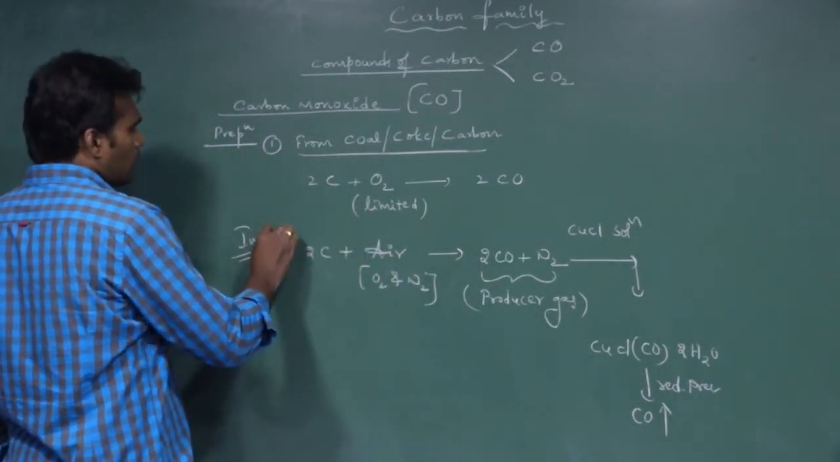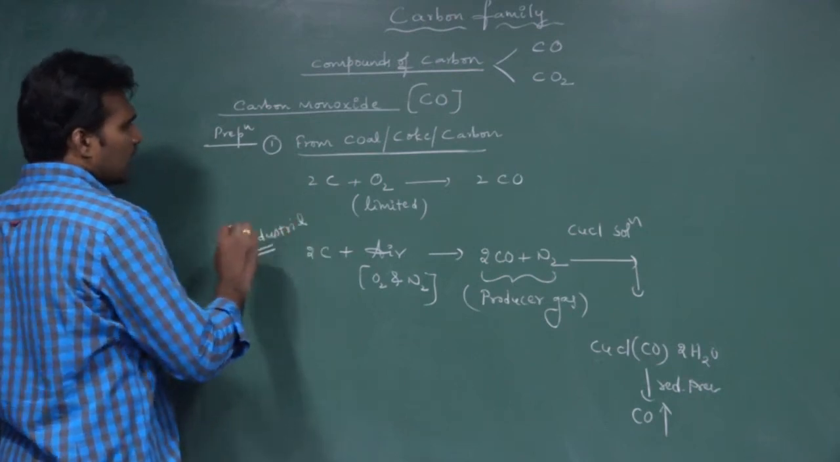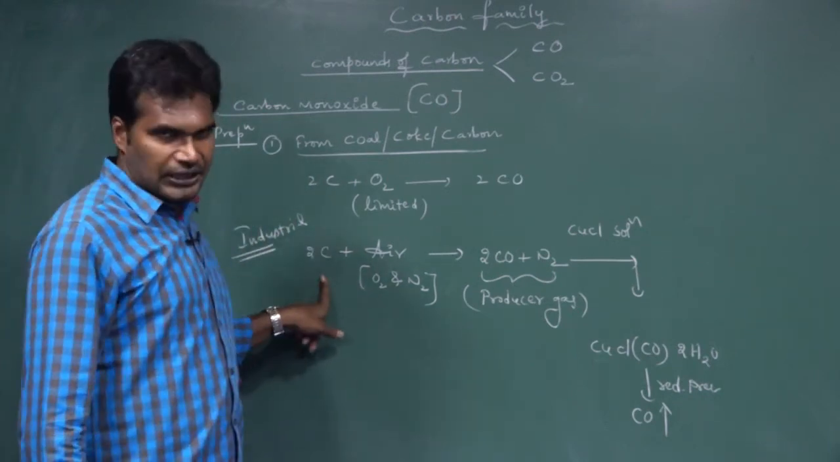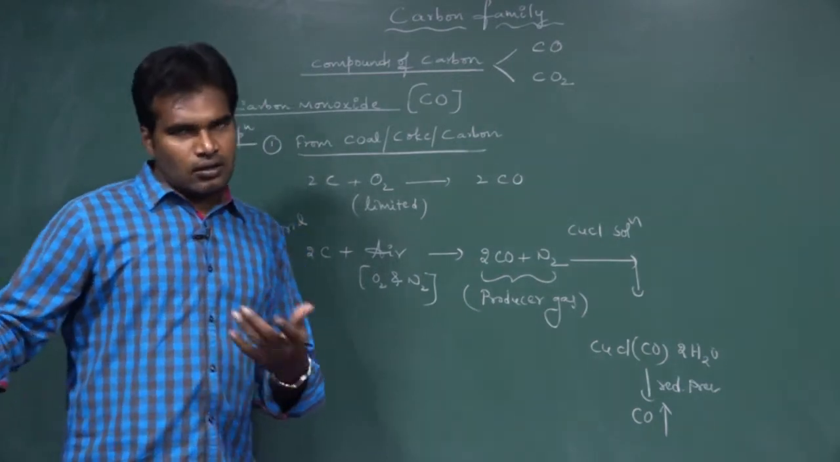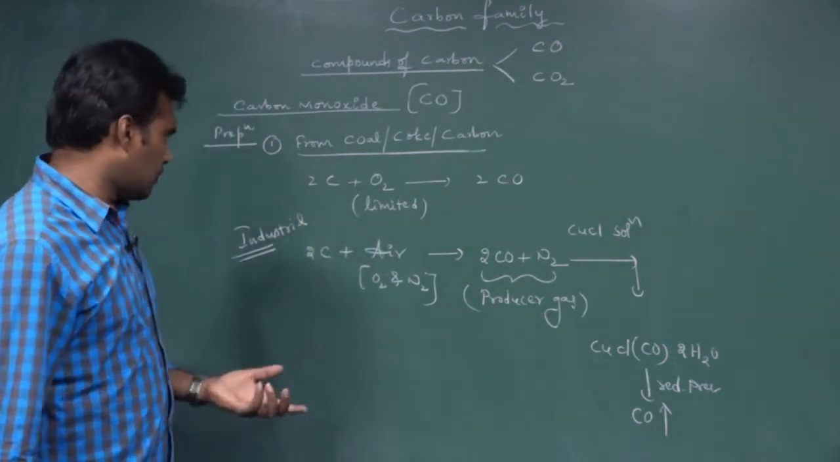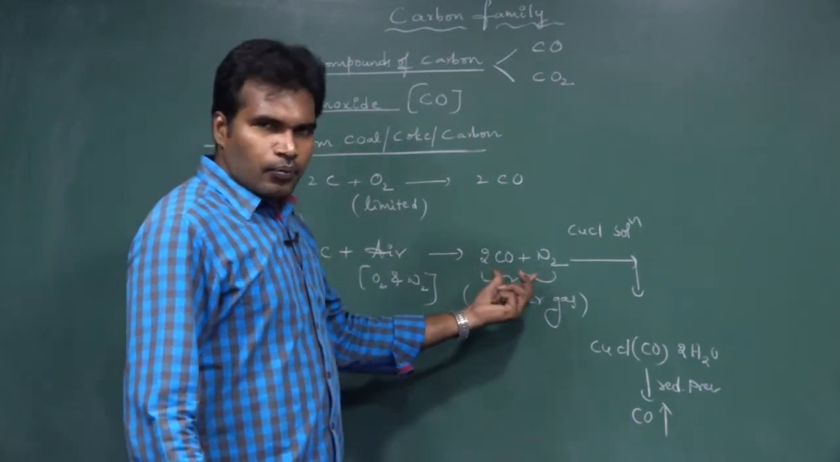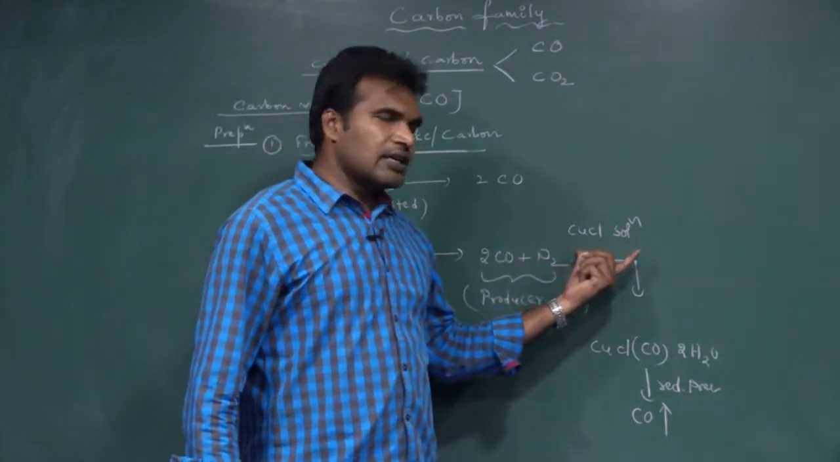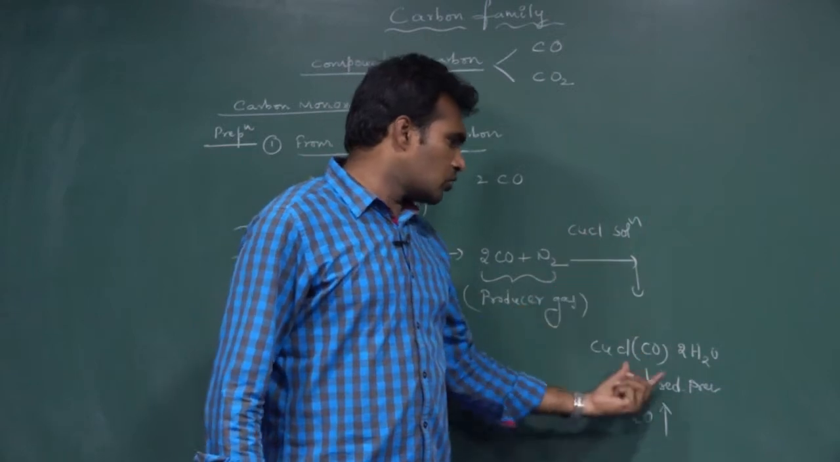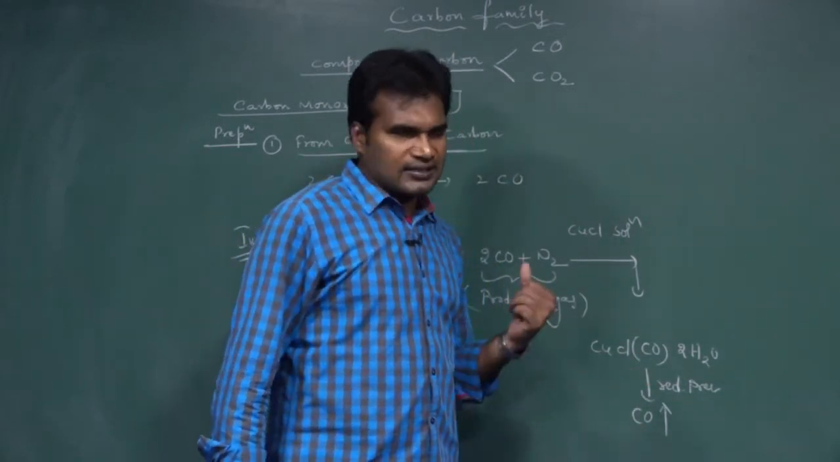So this is the second method, and this is the industrial method also. Industrially, if you want to prepare bulk amounts of CO gas, they follow this technique. Why? Because air is the cheapest component in the world. That is why when we treat carbon with air, we get this producer gas. This producer gas, when we send it through the cuprous chloride solution, finally gives us carbon monoxide.